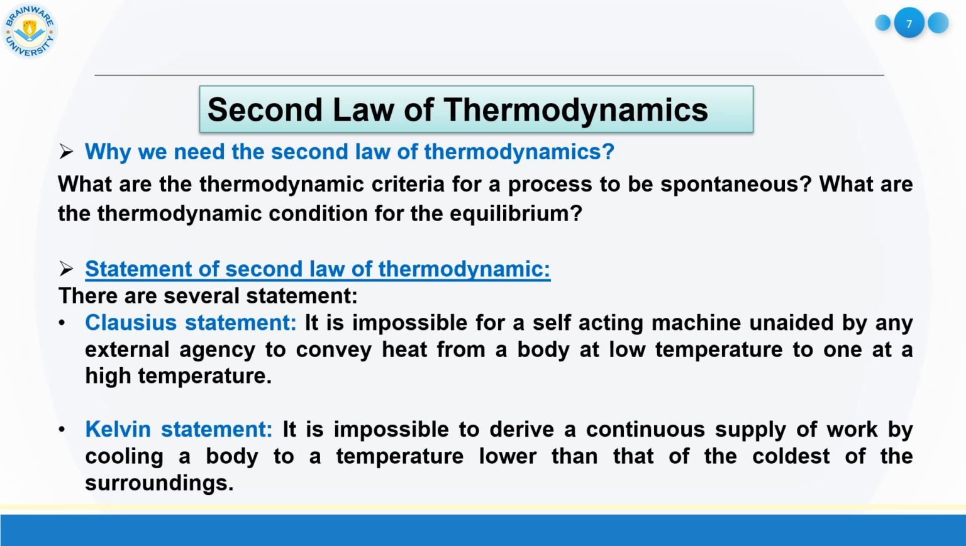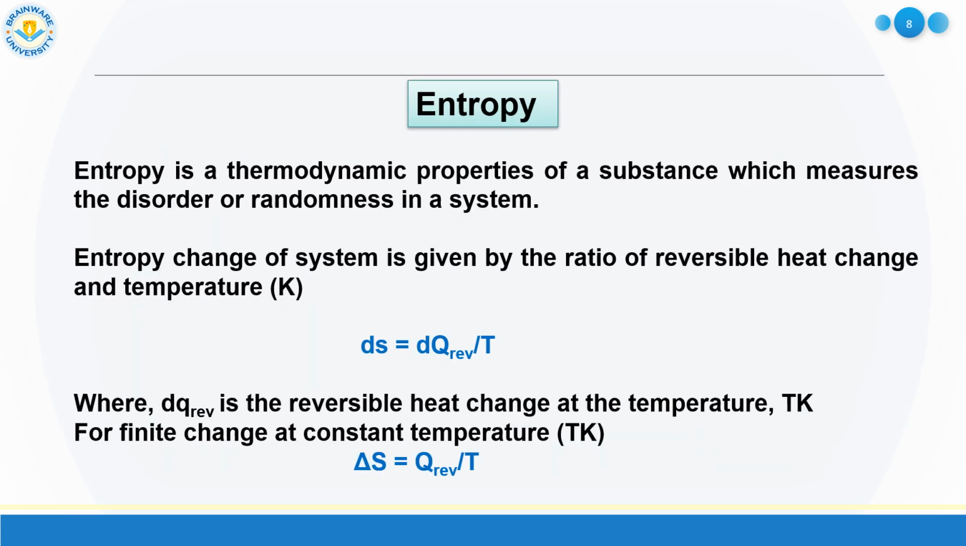And what does Kelvin's statement say? It is impossible to derive a continuous supply of work by cooling a body to a temperature lower than that of the coldest of the surroundings. So basically, the second law of thermodynamics introduced the concept of entropy.